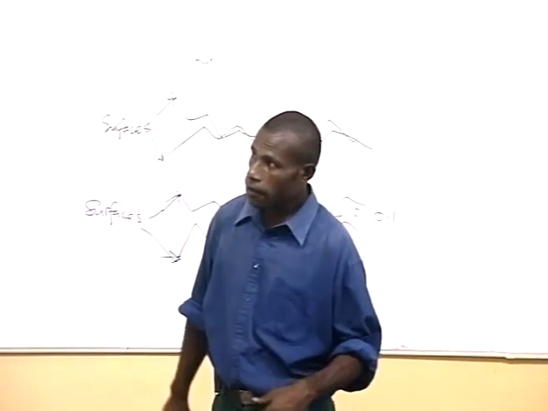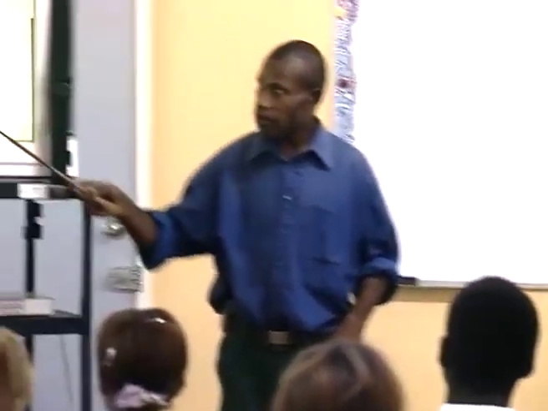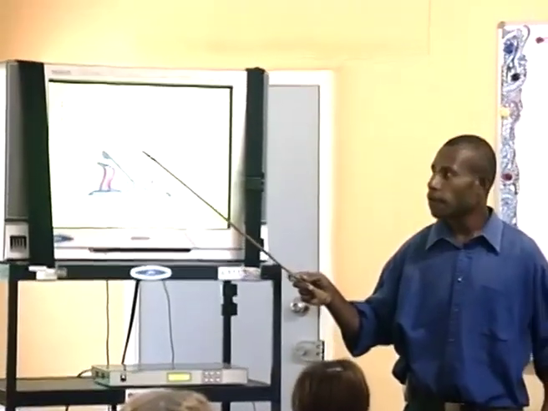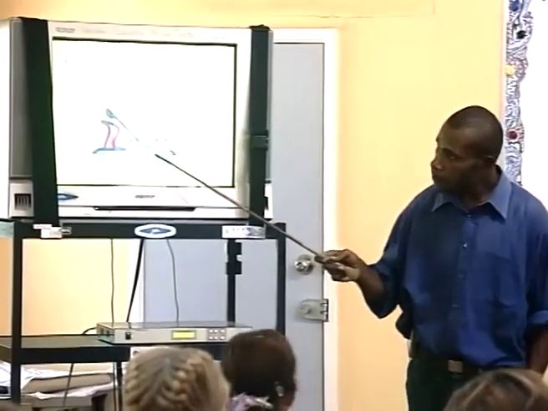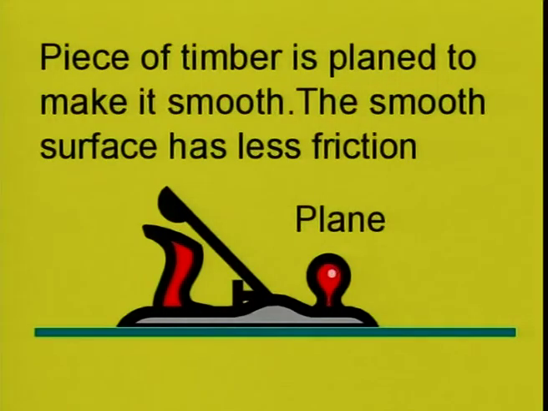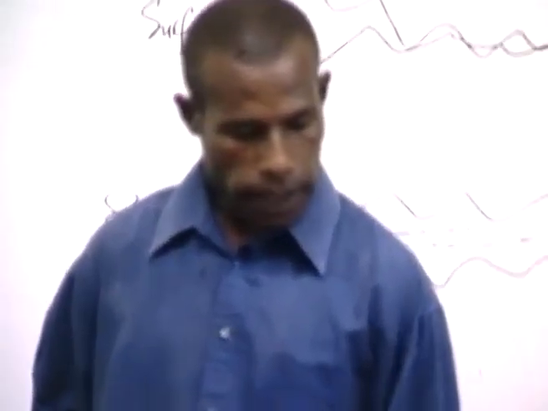Looking at the first one, that is a piece of timber that is used. If you make it smooth by planing it, you will be reducing friction on the surface of the timber. Why? Because that piece of timber is now smooth. That is the first example, in relation to the first way in which we can reduce friction.